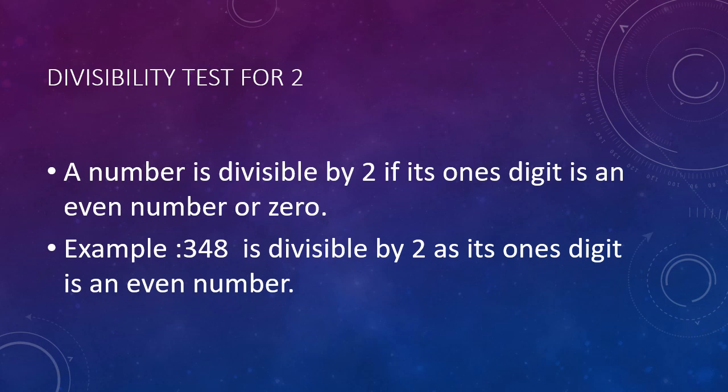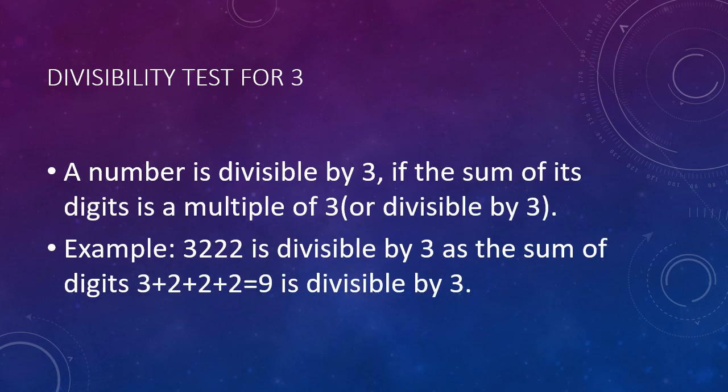Divisibility test for 2. A number is divisible by 2 if its ones digit is an even number or 0. Example, 348 is divisible by 2 as its ones digit is an even number.